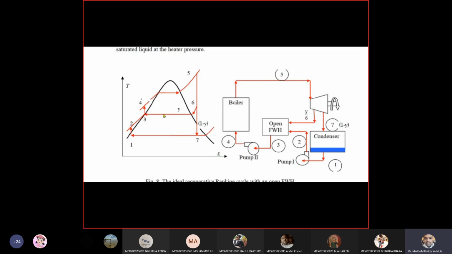Now come to the TS diagram. At 5, 1 kg of the steam is entering, right? So at point 6, we are trapping y kg. Which means 1 kg is expanded from 5 to 6. And if you take y kg from 1 kg, the remaining is 1 minus y kg. 1 minus y kg is expanded from 5 to 7. So 1 minus y into 5 to 7, y into 5 to 6. This is the work done by the turbine.